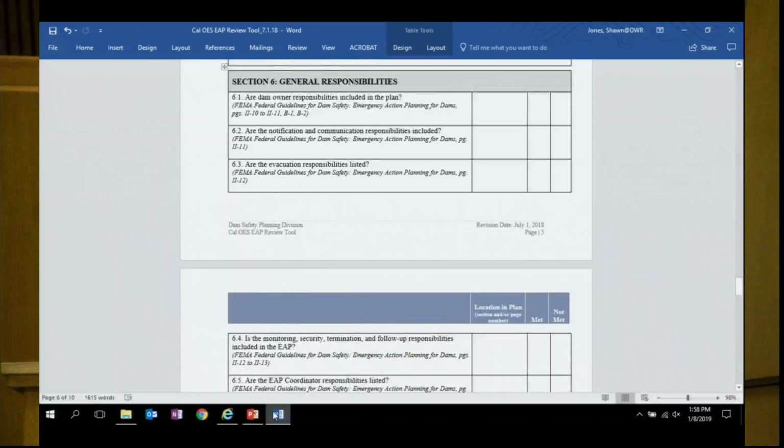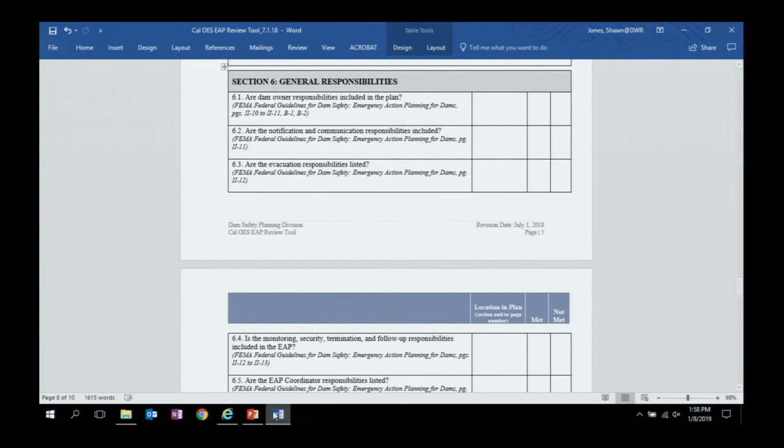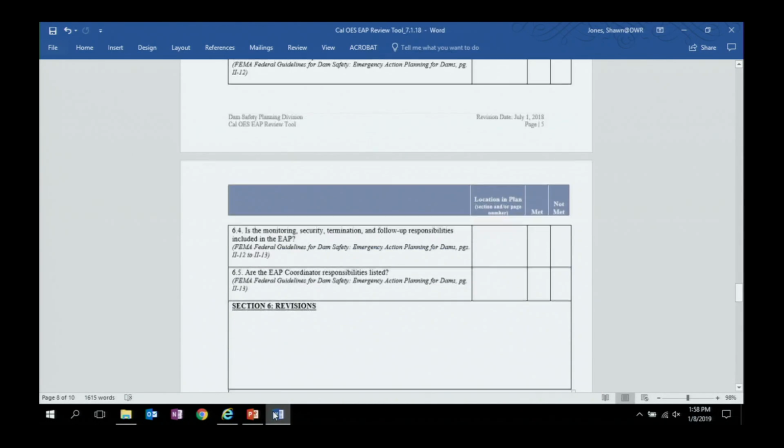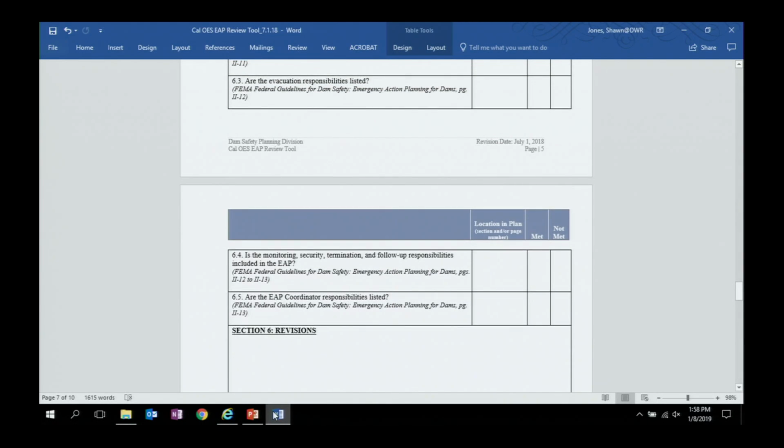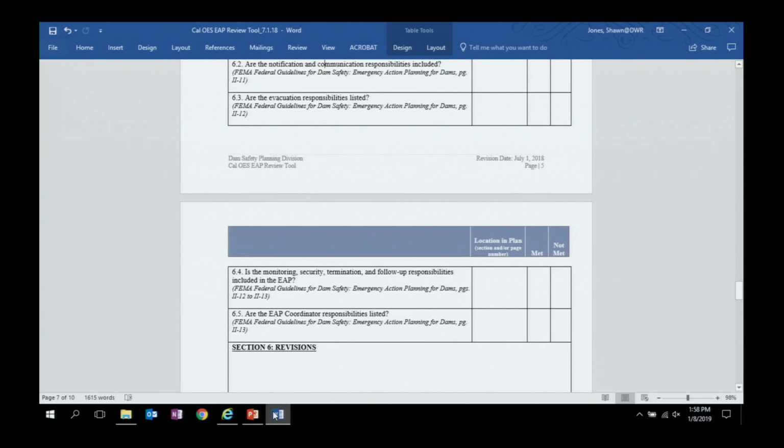Are the notification and communication responsibilities included? And what are those? How are you going to be notifying and communicating with everybody? How are you going to handle the evacuation, and who's going to do it? Who would be responsible for doing the evacuation? It's not the dam owner, it's going to be the local law enforcement. It's going to be the sheriff's department, right?